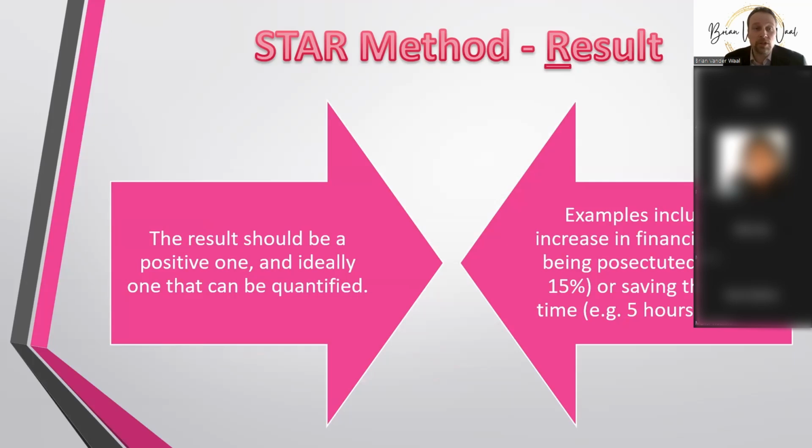If possible, the result should also be quantifiable. So examples of that, what I mean by quantifiable is examples could include an increase in financial crimes being prosecuted, for example, by 15%, or saving the team time, maybe saving the team 5 hours per week. Maybe you've implemented a new AI tool at work. And because you've implemented this tool, you researched and you implemented this tool, maybe you saved your team 20 hours a week. So that would be a quantifiable result, something very specific.